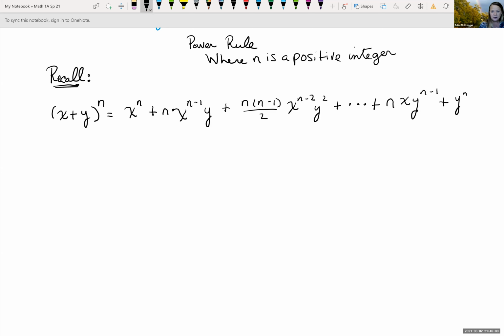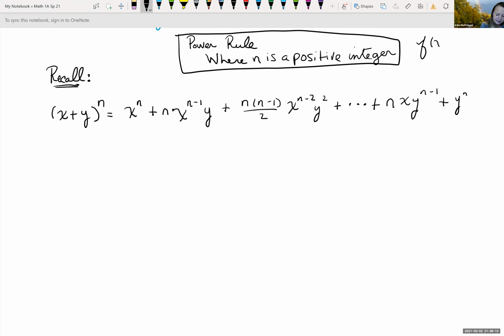So our exponent can be 1, 2, 3, 4, 5, 6, all the way up. And what the power rule says is that if you have f of x equal to x raised to some power n, being an integer, then the derivative of that function, f prime of x, is equal to, we're going to bring down our power in front, n times x, and we're going to subtract 1 from our exponent, n minus 1.